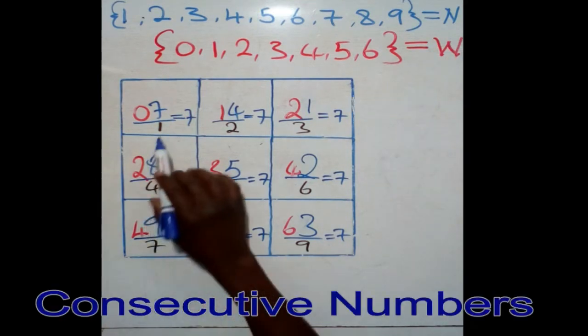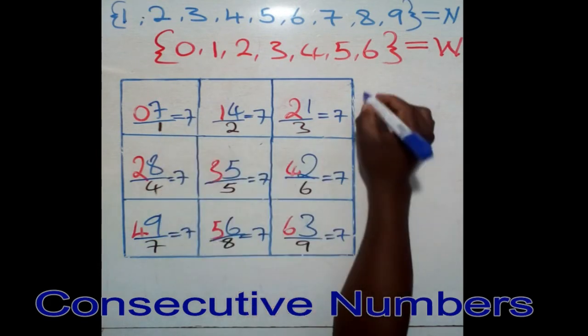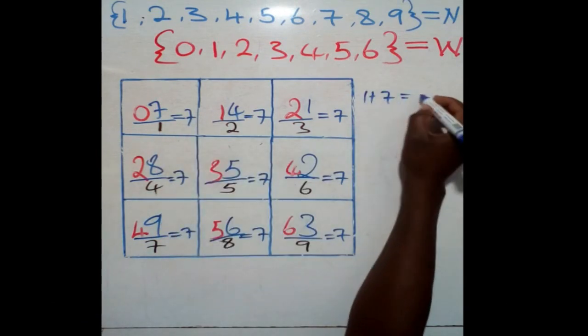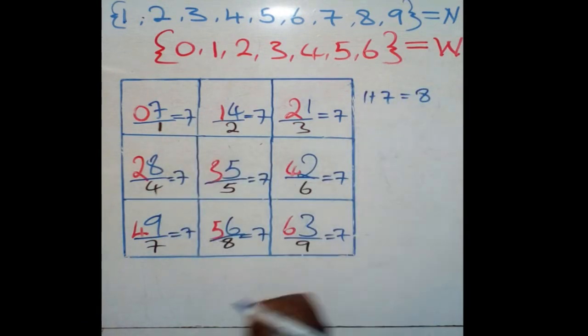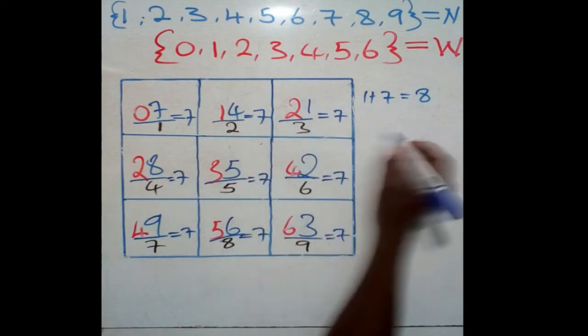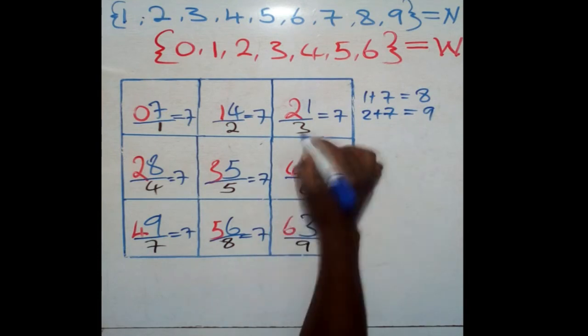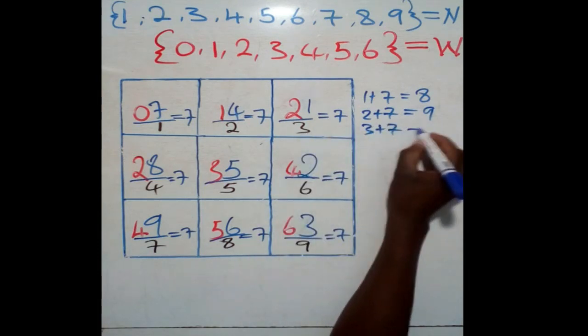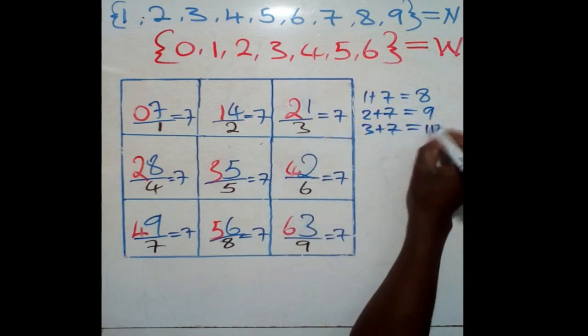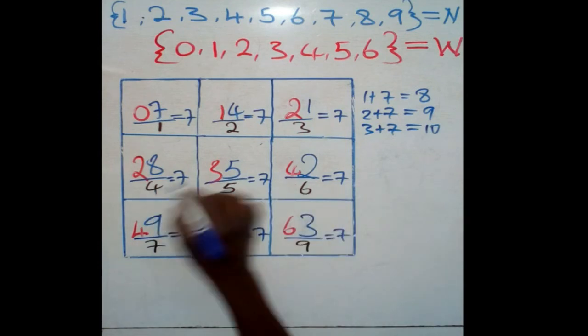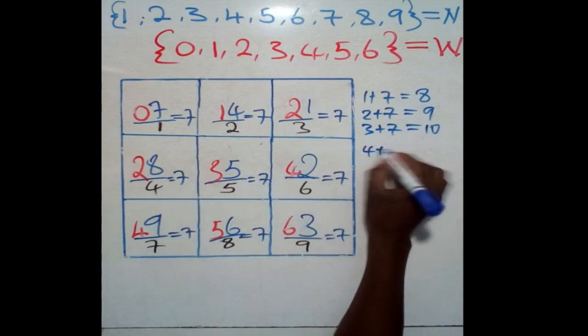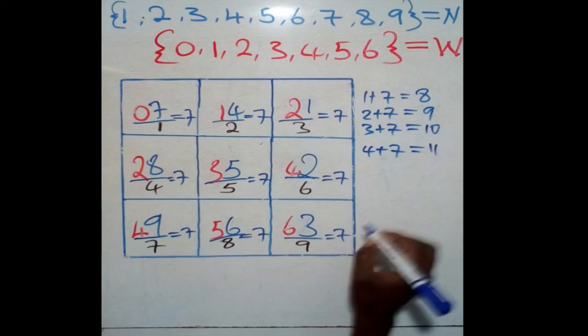What if we say 1 plus 7? 1 plus 7 is going to give us 8. 2 plus 7 will give us 9. 3 plus 7 will give us 10. 4 plus 7 will give us 11.